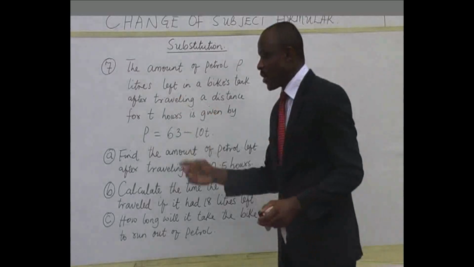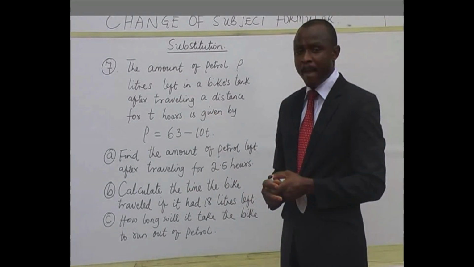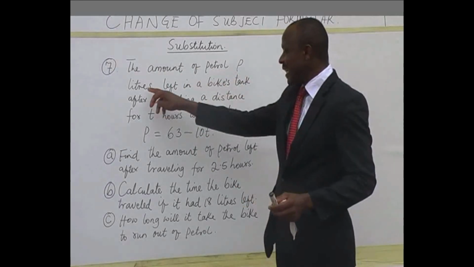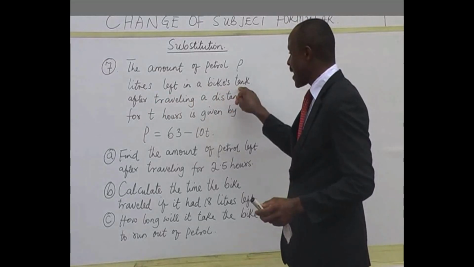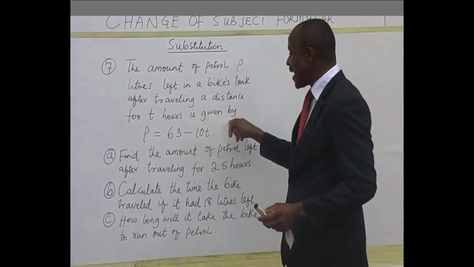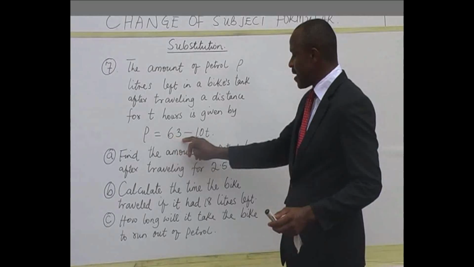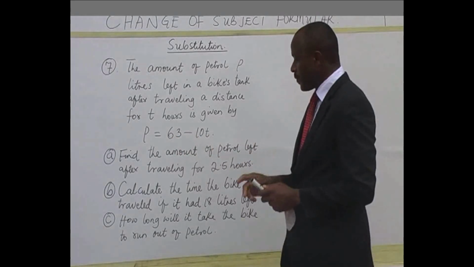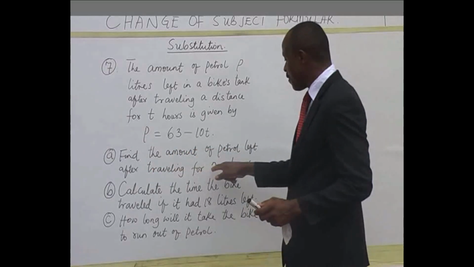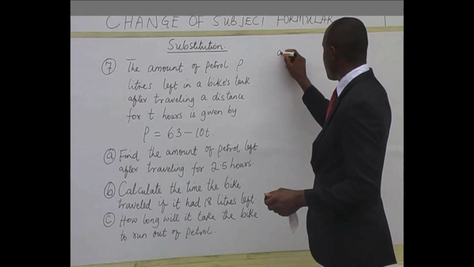This is the 7th question we have on substitution in change of subject formula. And the question says the amount of petrol P liters left in a bike's tank after traveling a distance for 3 hours is given by this formula. P is equal to 63 minus 10T. Then question number 8 says find the amount of petrol left after traveling for 2.5 hours.